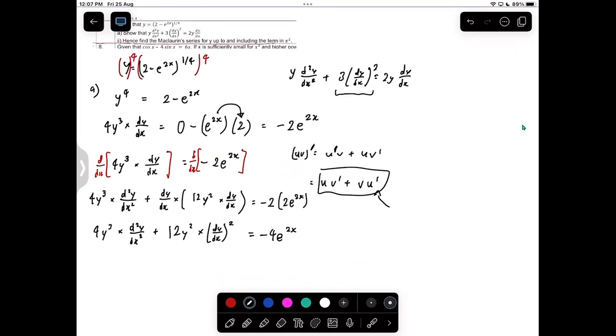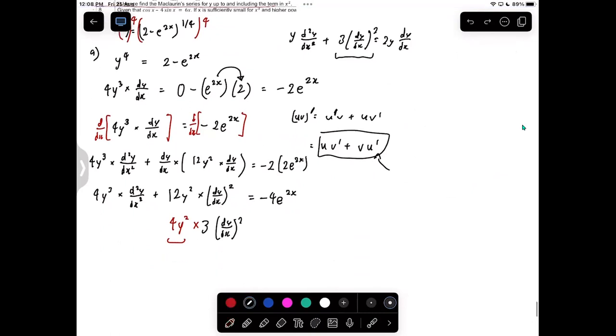3 times dy by dx squared. Then we got 12y squared times dy by dx squared. So we try to manipulate this so that we end up with what we want, 3 times that guy. So what must be factorized in front of it? Must be 4y squared. Can you see? 4y squared times 3, you factorize the 12y squared. All right. Good.